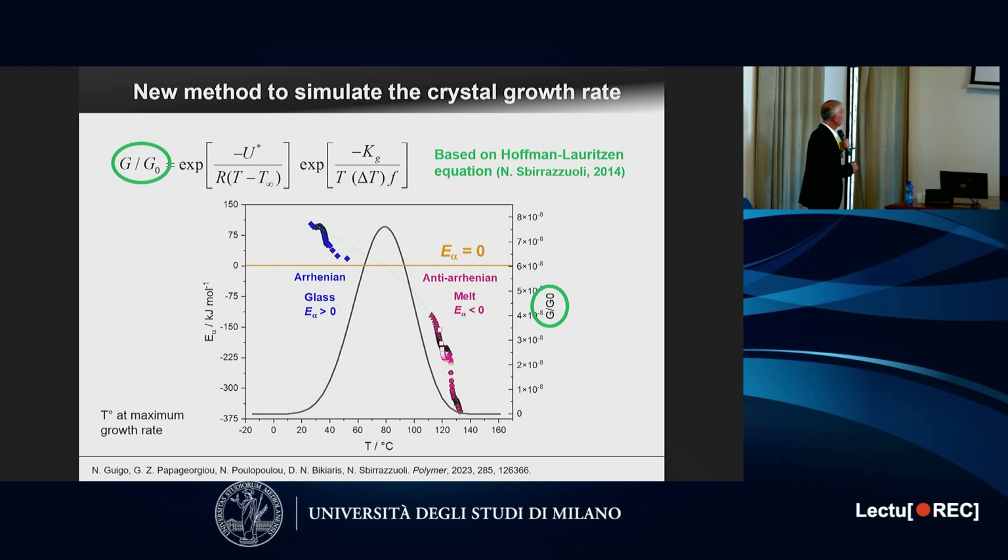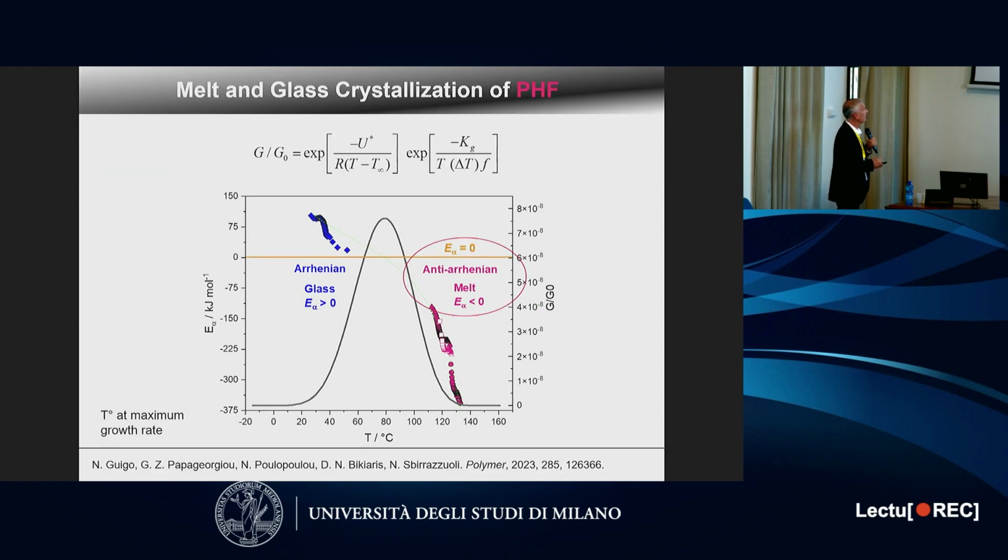And now, if we want to go more into detail with the explanation, you can look at this part. If you look at this part of the curve, what do you observe? What is predicted by Hofmann-Lorentz theory? You see that when the temperature decreases, the grow rate increases. So it means that crystallization from the melt is an anti-Arrhenian process, and that's why we observe negative value of this temperature coefficient.